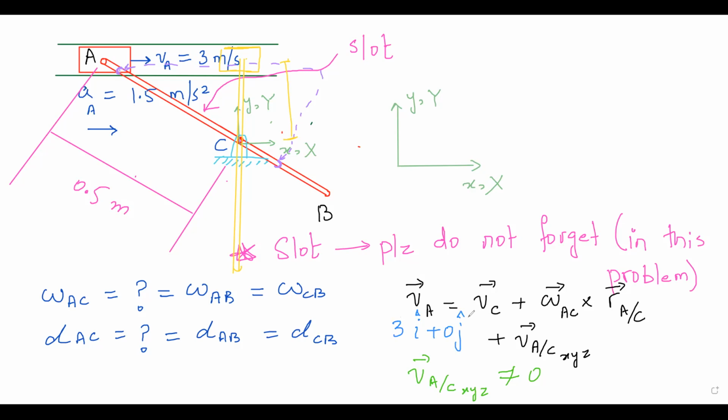So now if you just follow the pattern, you have to understand this. What is the velocity of piston? That is your VA. What is the velocity of A with respect to C small xyz? That is the unknown. What is the omega? Unknown. Your omega is also unknown. So now from this one equation, you can extract two equations. You compare the I with the I, the J with the J. That equation will reveal how many unknowns? 2. One is the omega and one is the velocity of A with respect to C small xyz.